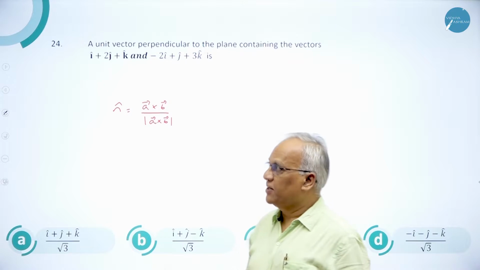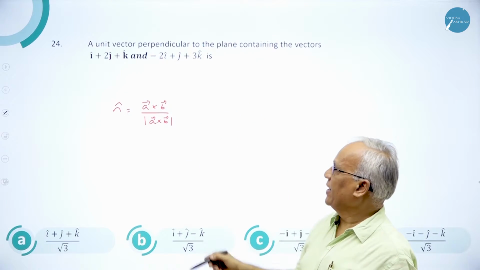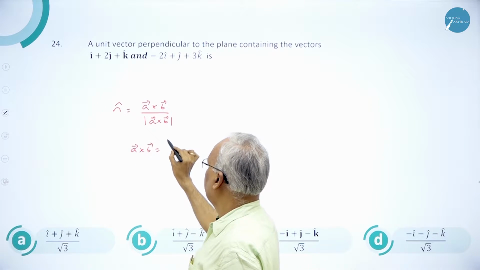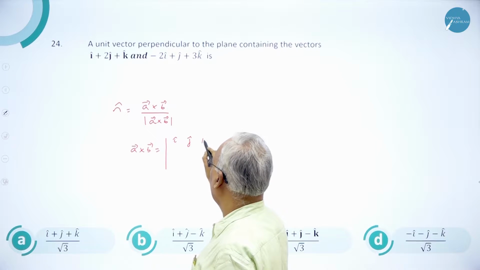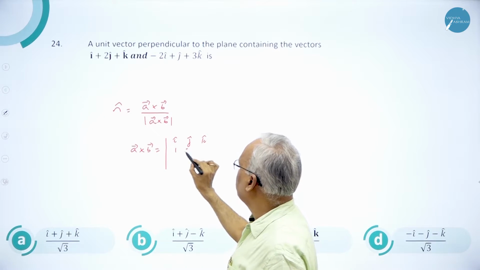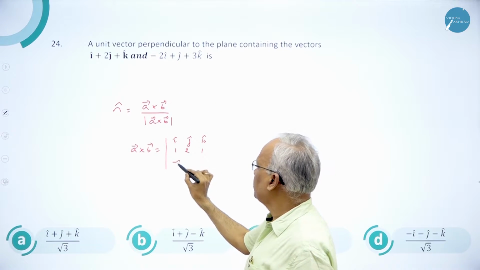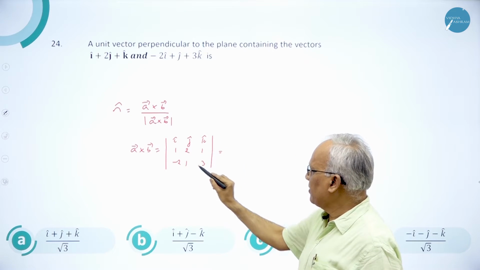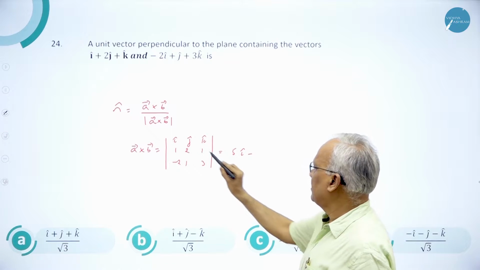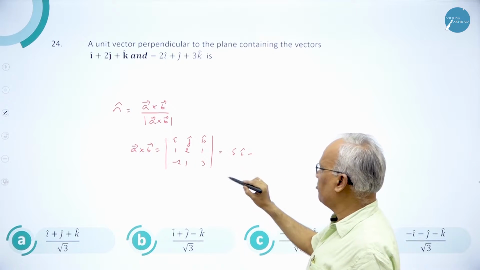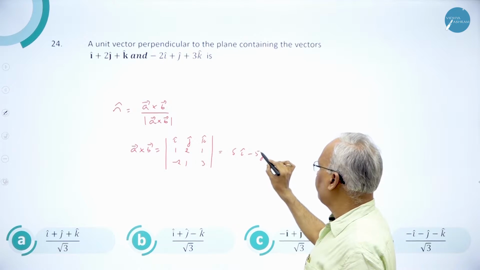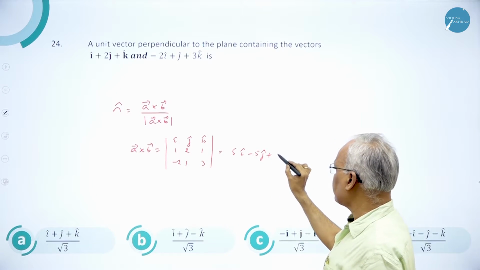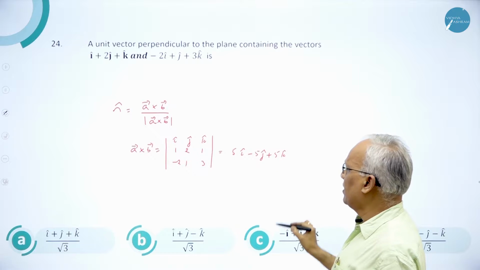The unit vector perpendicular to both vectors A and B, or the plane containing A and B, is this. So now you consider A cross B. A cross B is equal to, you remember this way, i, j, k, components of A 1, 2, 1, components of B minus 2, 1, 3. This you expand: you get i component 6 minus 1, 5i, minus j component 3 minus of minus 2, 5, so minus 5j, plus k, remove the row and column headed by k, you get 1 minus of minus 4, plus 4, so 5k. Okay.